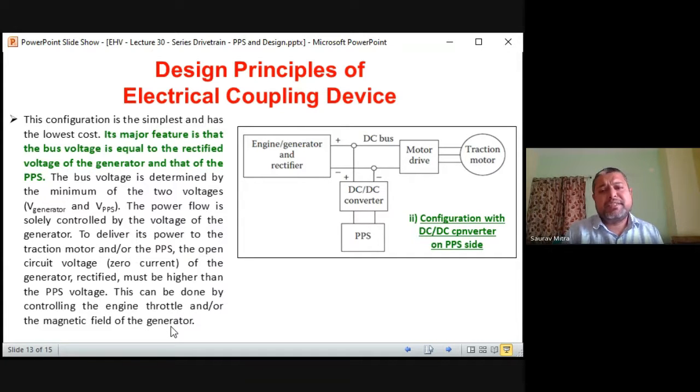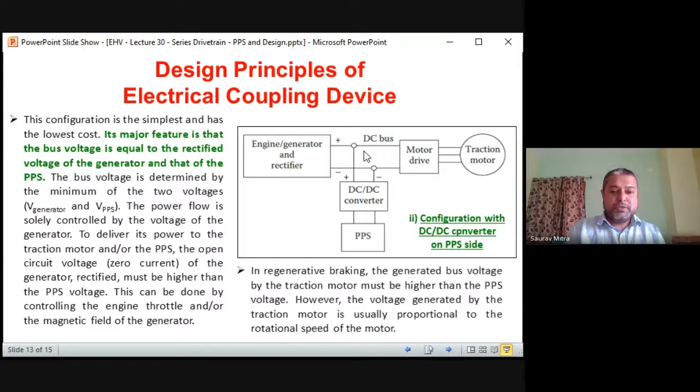But the main thing you have to understand is that in this configuration, the DC to DC converter is placed in between the PPS and the engine generator. So whatever is the output power from the PPS, that is actually converted judiciously for proper addition with the engine generator and then added to the DC bus. So in regenerative braking, how does it occur? This traction motor is giving power back through this motor drive, through the DC to DC converter, to the PPS.